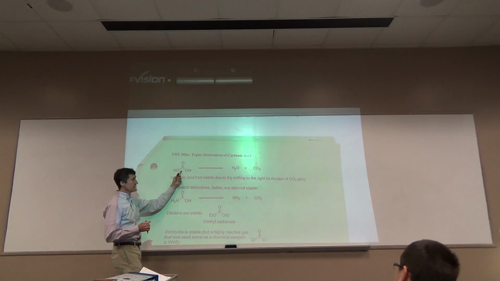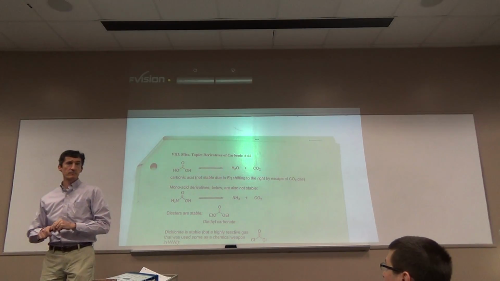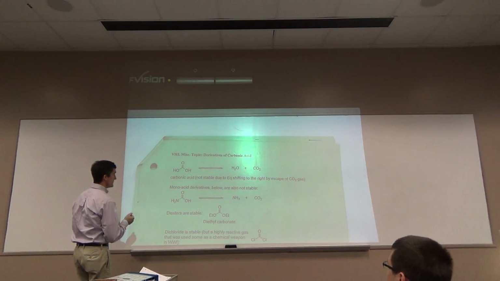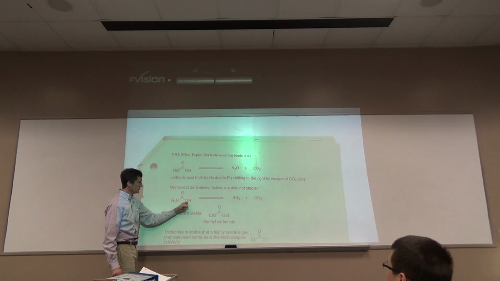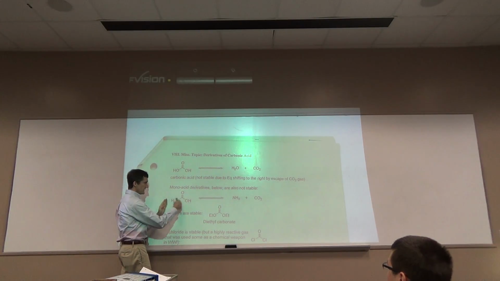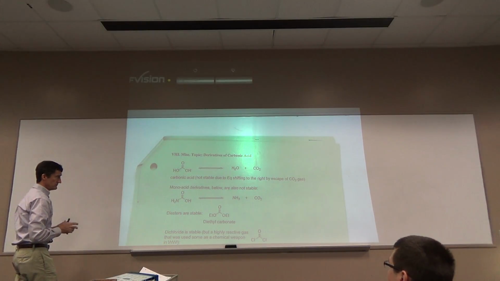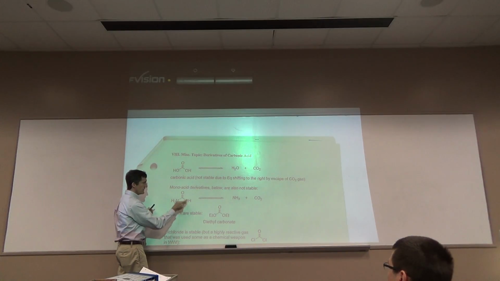Now, carbonic acid is not stable. It decomposes to water and CO2. This is why when you treat baking soda with vinegar, it bubbles up. It's CO2 coming out. We'll see it a little bit below. Now, you can also have derivatives of this. Your monoacid derivatives, like it looks like an acid on one side and on the other, these are not stable either. These will typically lose water, lose CO2.